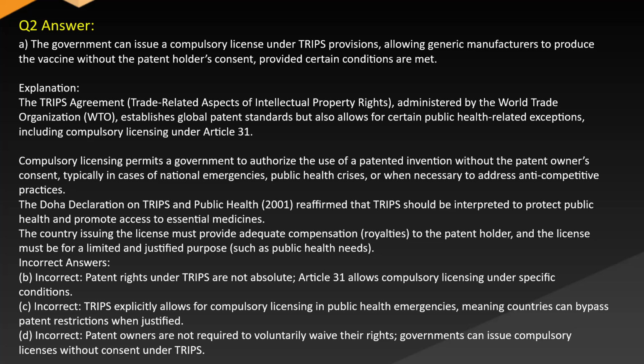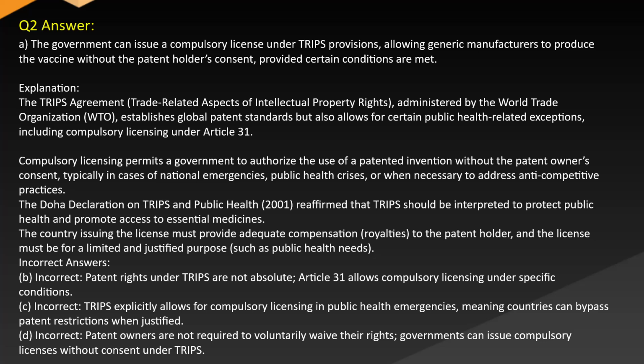The country issuing the license must provide adequate compensation, royalties, to the patent holder, and the license must be for a limited and justified purpose, such as public health needs. Incorrect answers. B. Incorrect. Patent rights under TRIPS are not absolute. Article 31 allows compulsory licensing under specific conditions. C. Incorrect.